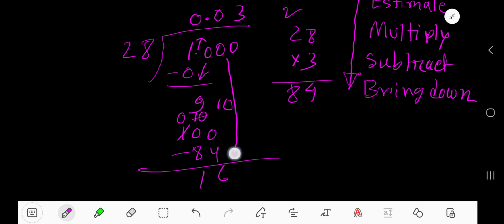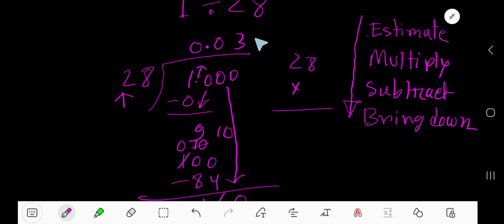Bring down the next 0 here. Now you have 160. Okay. Again you need to estimate. And if you are good at estimation, your calculation will be much faster than me. Let me show you my estimation process. The first digit is 2, and the divisible unit you can divide by 2 is 16, that is 8. 2 goes into 16, 8, right? Let's write here 8 and continue the multiplication.